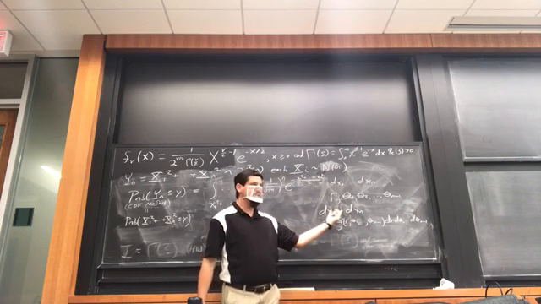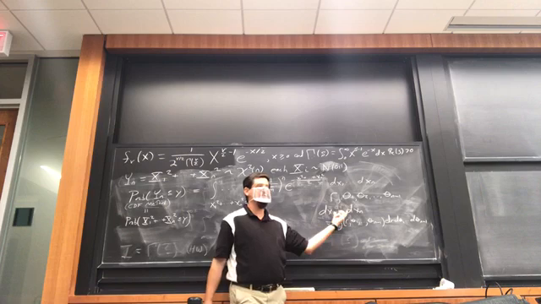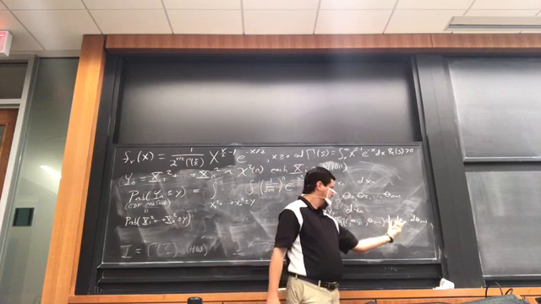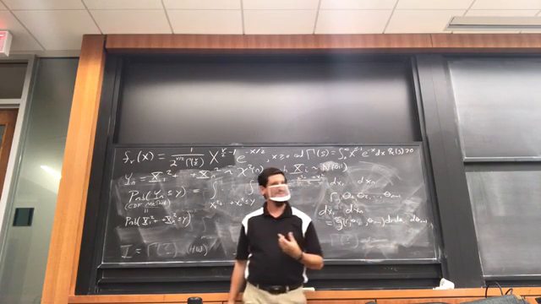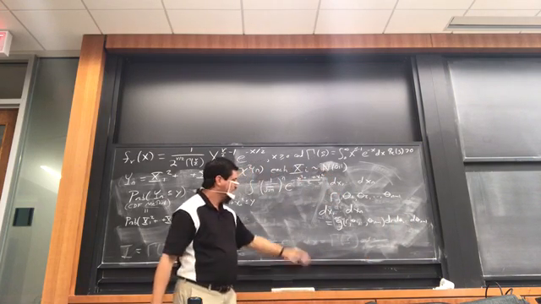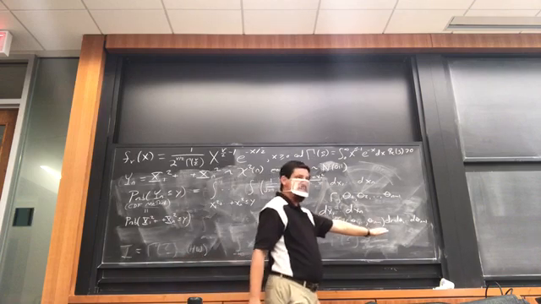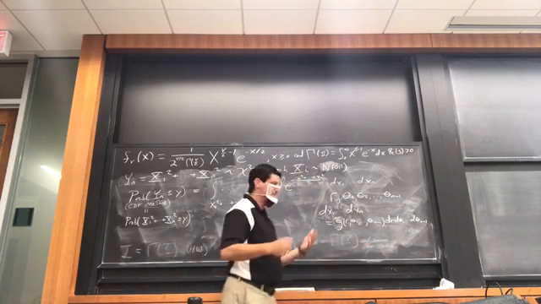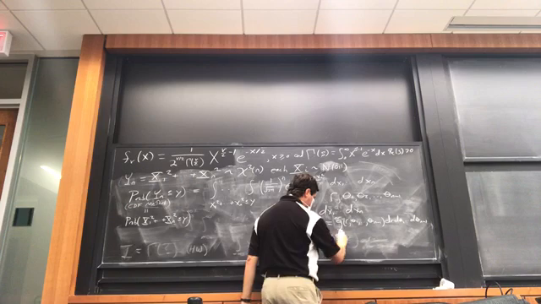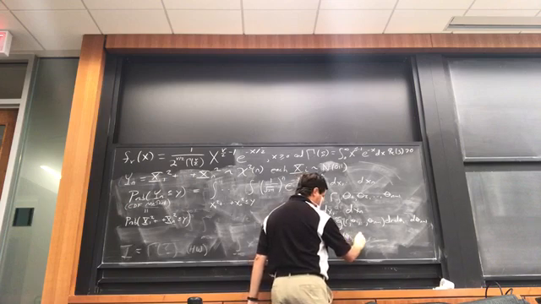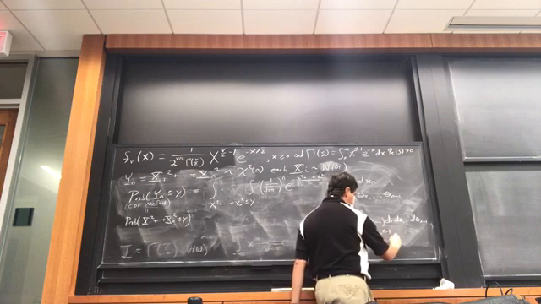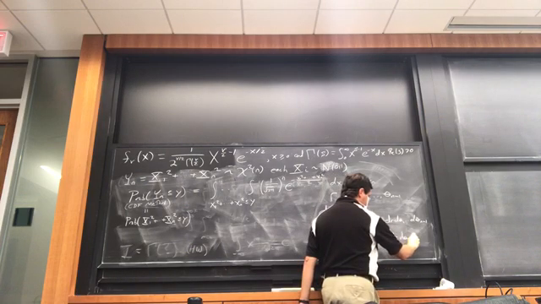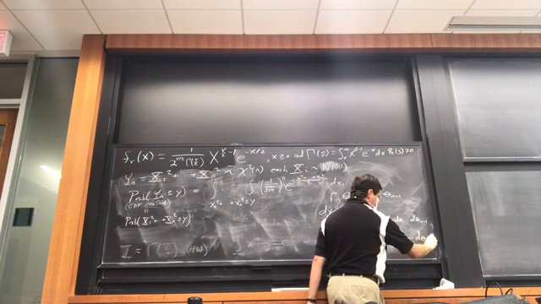So if x is in meters, what are the units of dx1 through dxn? Meters to the n. What are the units of dr, d theta 1 to d theta n minus 1? Meters. So what's the only way I can get meters? It's got to be r to the n minus 1. So it's going to be some function g of theta 1 to theta n minus 1, r to the n minus 1, dr, d theta 1, d theta n minus 1.